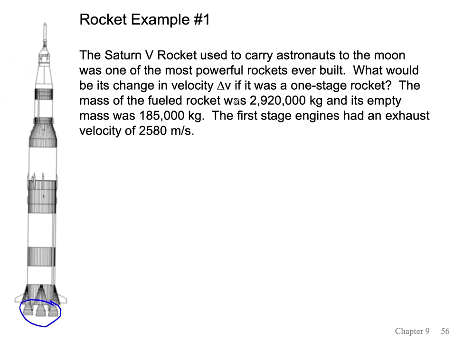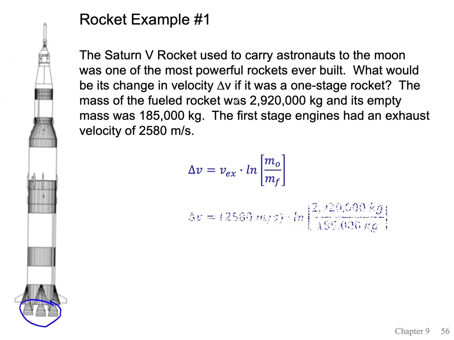The first stage engines had an exhaust velocity of 2,580 meters per second. Not very large. They used kerosene and liquid oxygen, and they were just plain big, is the issue on this one. How do we solve it? Using the rocket equation, just plug and chug. Plugging in the exhaust velocity, the initial mass of the rocket with fuel, and then the final mass without fuel, and then solving it, we get this.